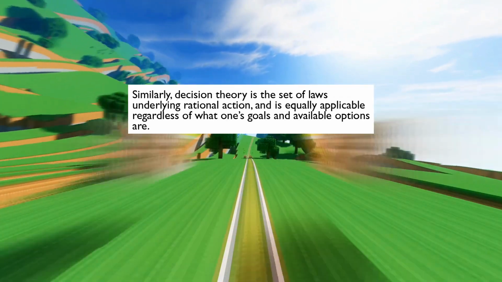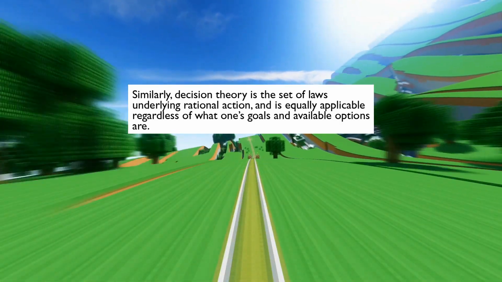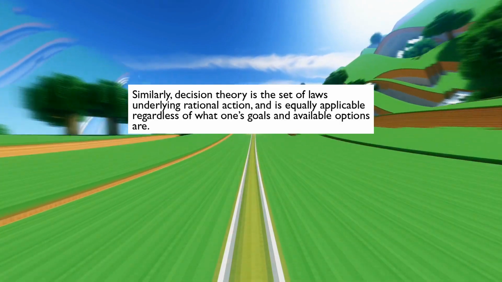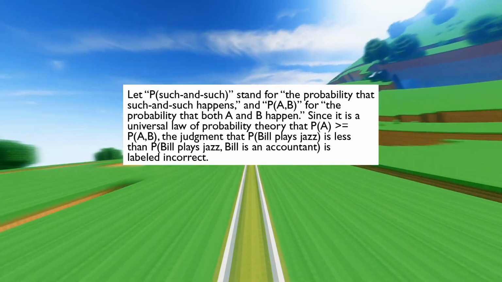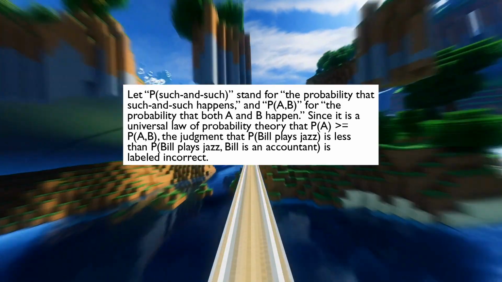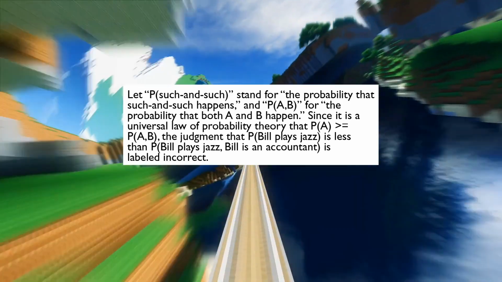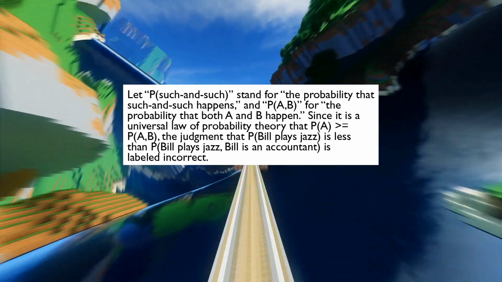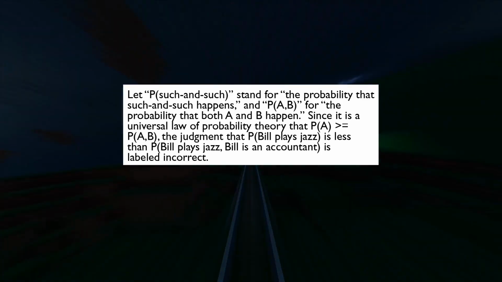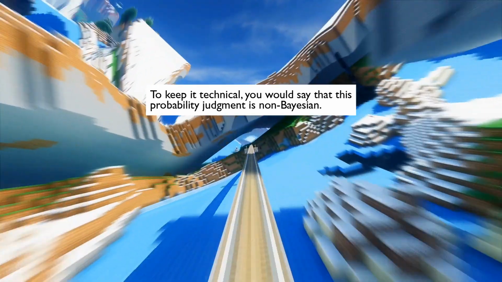Similarly, decision theory is the set of laws underlying rational action, and is equally applicable regardless of what one's goals and available options are. Let P(such and such) stand for the probability that such and such happens, and P(A, B) for the probability that both A and B happen. Since it is a universal law of probability theory that P(A) is greater than or equal to P(A, B), the judgment that P(Bill plays jazz) is less than P(Bill plays jazz, Bill is an accountant) is labeled incorrect. To keep it technical, you would say that this probability judgment is non-Bayesian.